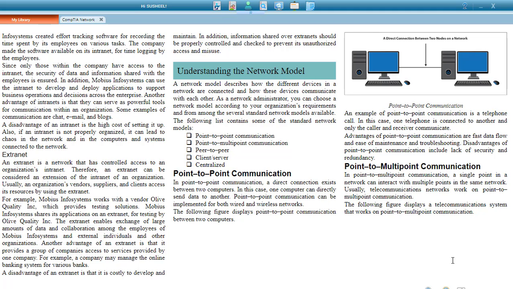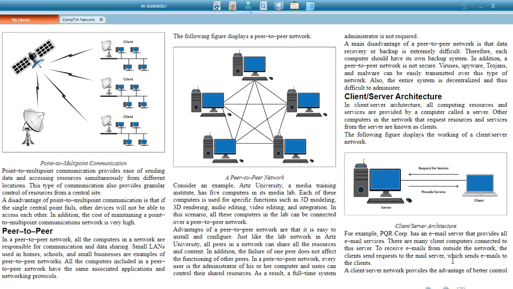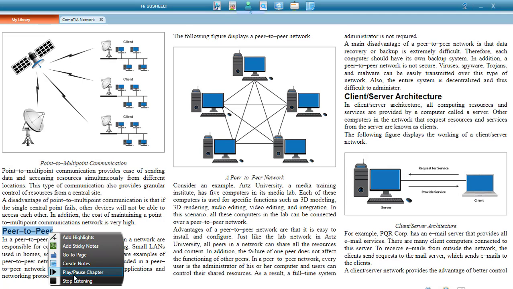Point-to-multipoint communication. In point-to-multipoint communication, a single point in a network can interact with multiple points in the same network. Usually, telecommunications networks work on point-to-multipoint communication. The following figure displays a telecommunications system that works on point-to-multipoint communication. Point-to-multipoint communication provides ease of sending data and accessing resources simultaneously from different locations.